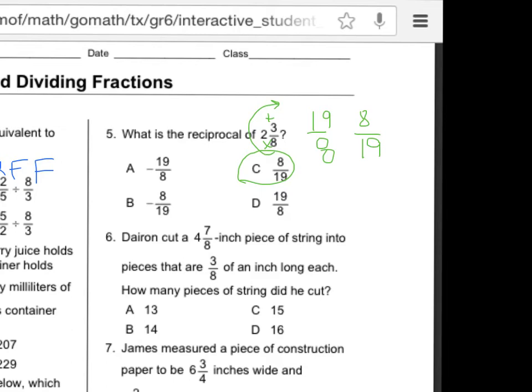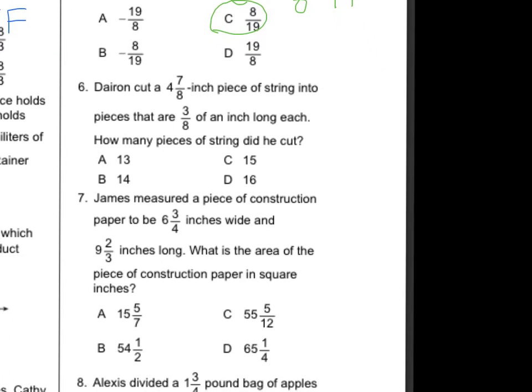Number 6, Darian cuts a 4 and 7/8 inch piece of string into pieces that are 3/8 of an inch long each. How many pieces of string did he cut? You're starting out with 4 and 7/8, and you're breaking it into equal size pieces of 3/8. What operation is that? Well, that's division. 4 and 7/8 divided by 3/8. Before we can do the keep, flip, flip, we need to change this to an improper fraction.